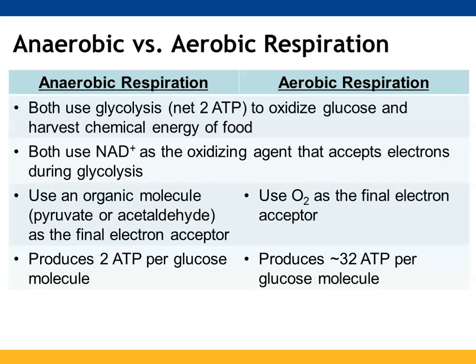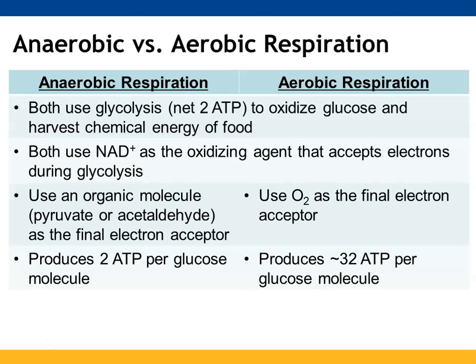So anaerobic versus aerobic. Both of these are going to use glycolysis. They're both going to result in oxidizing your organic molecules and getting energy from those food sources. They're going to make roughly 2 ATPs. Both of these happen to use NAD+ as their oxidizing agent to help to pull off the electrons during glycolysis. But the final electron acceptor is going to differ between the two.